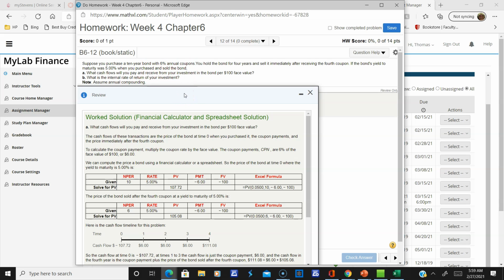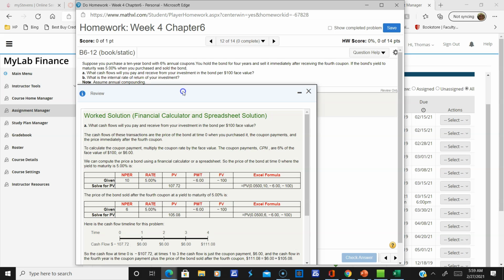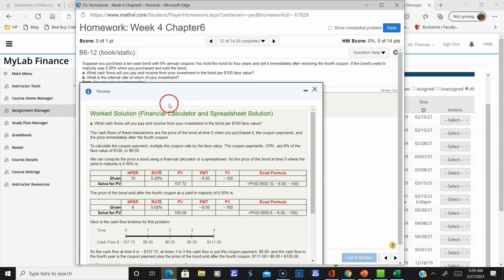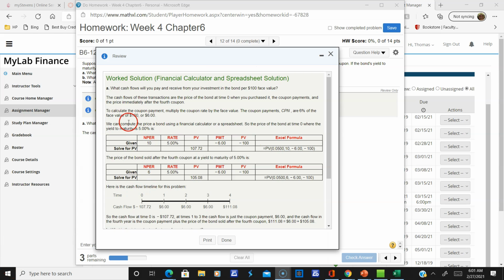So you get this here, and you have this information. They want to know what cash flows you will receive and pay from your investment in the bond per $100 face value. So I highlighted a couple of things here. I underlined the annual coupon rate. It's 4 years; he sold it after 4 years. The yield to maturity is 5%. And the bond per $100 face value is $100. Okay, so let's go through this solution.